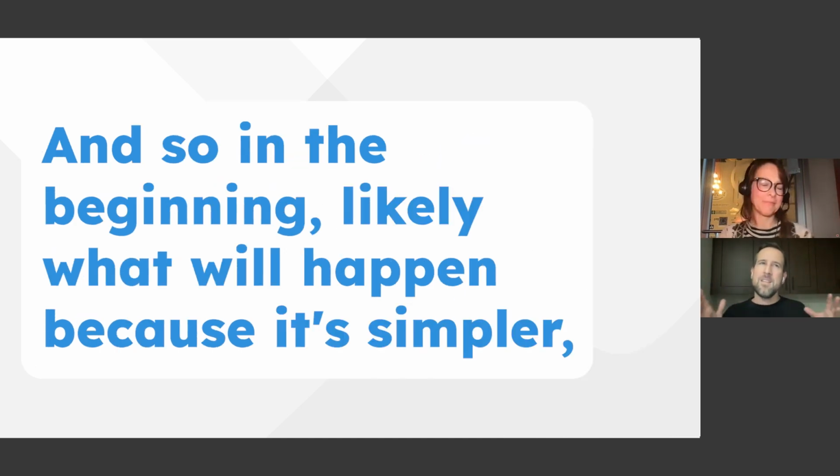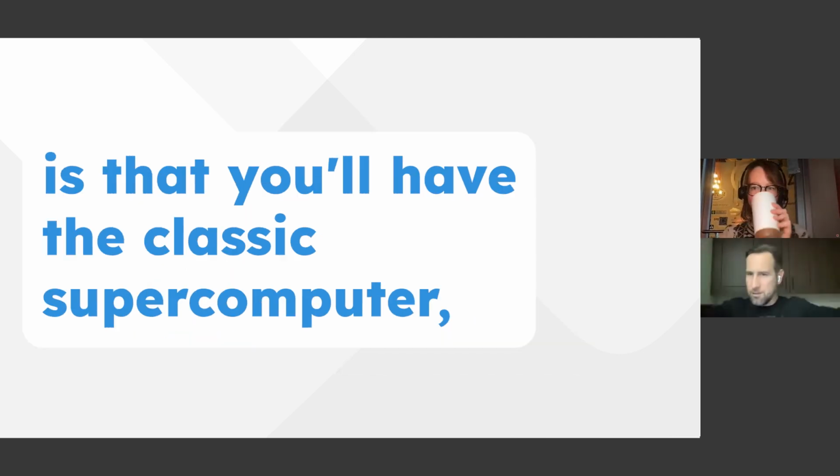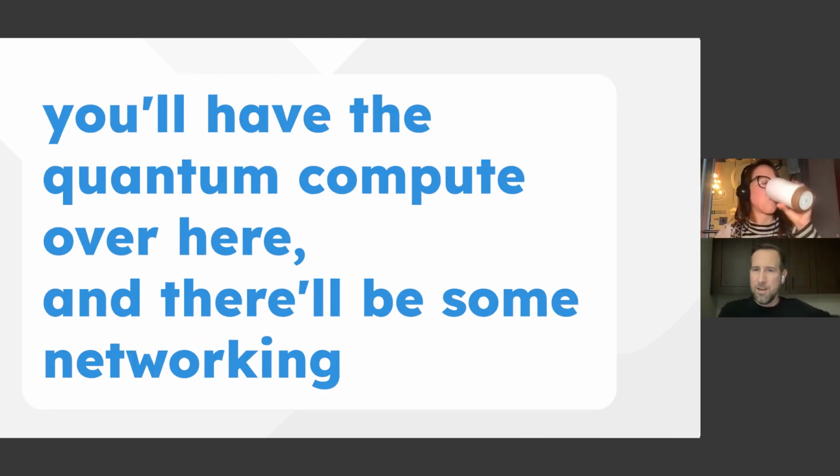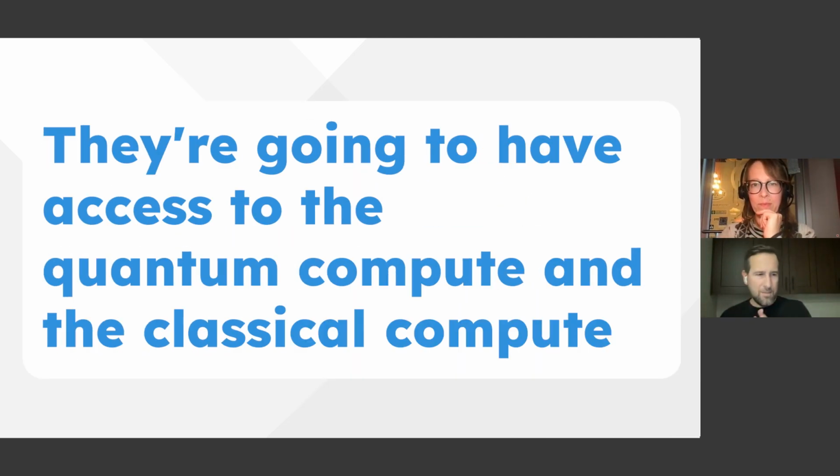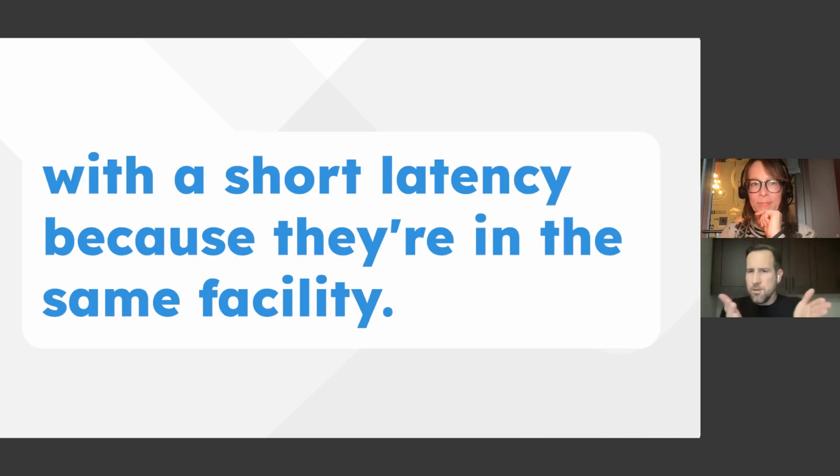And so in the beginning, likely what will happen, because it's simpler, is that you'll have the classical supercompute, you'll have the quantum compute over here, and there'll be some networking software, but they're going to be kind of individually controlled by a user. They're going to have access to the quantum compute and the classical compute with a short latency because they're in the same facility.